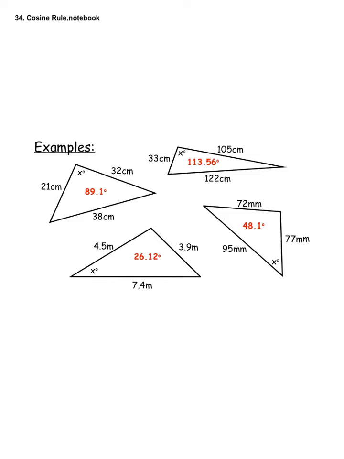Okay, so for triangle number 1, you should have got an answer of 89.1 degrees. For triangle number 2, 113.56 degrees. For triangle number 3, 48.1 degrees. And for triangle number 4, 26.12 degrees.